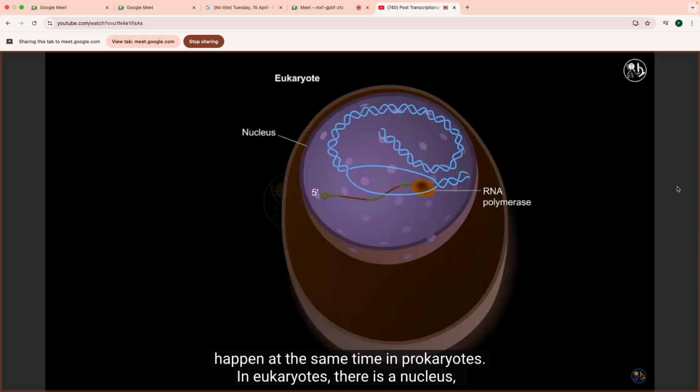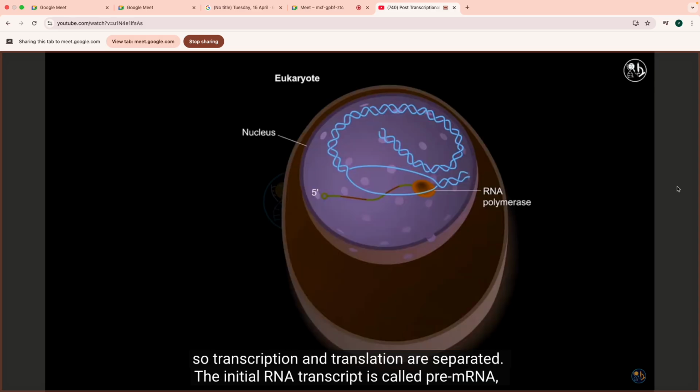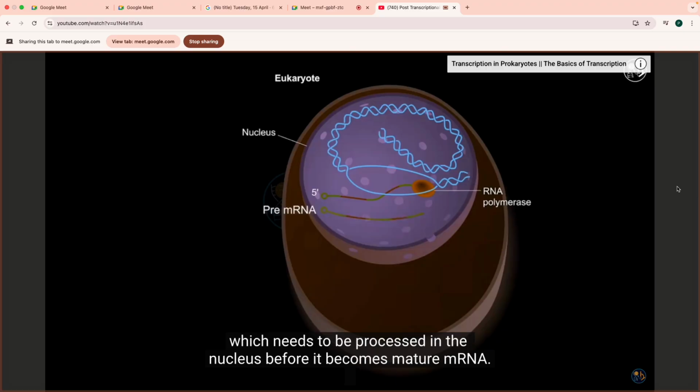In eukaryotes, there is a nucleus, so transcription and translation are separated. The initial RNA transcript is called the pre-mRNA, which needs to be processed in the nucleus before it becomes the mature mRNA.